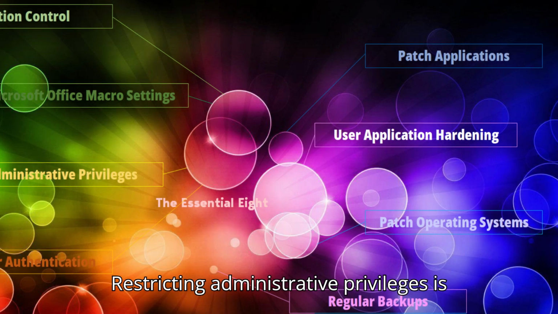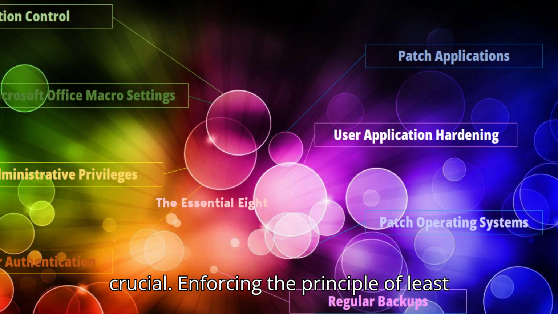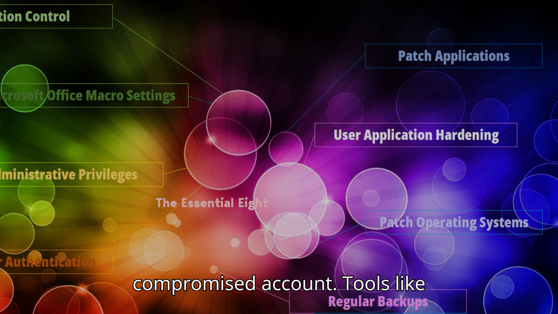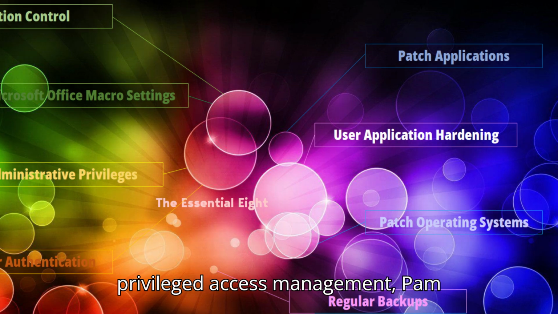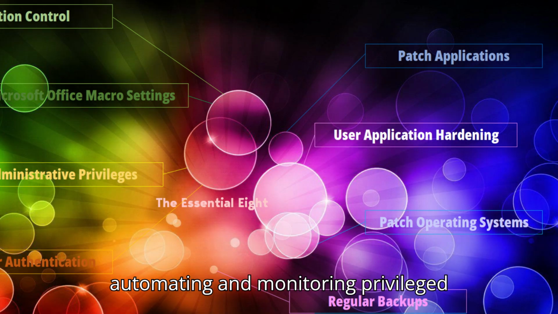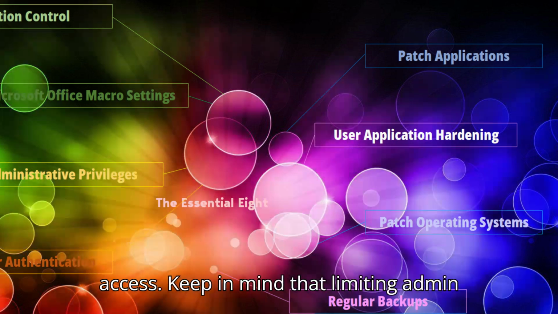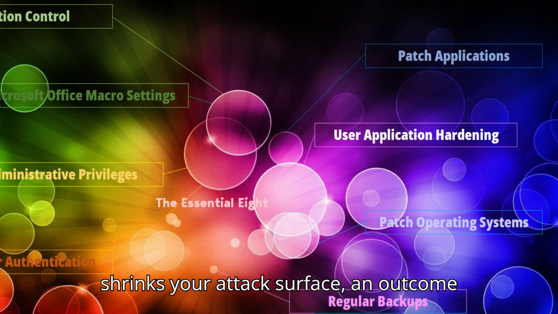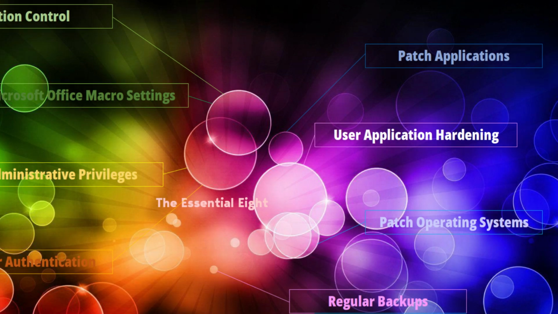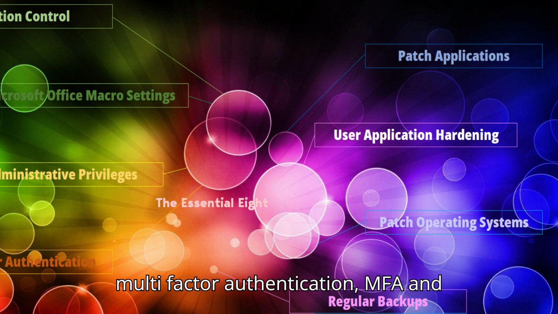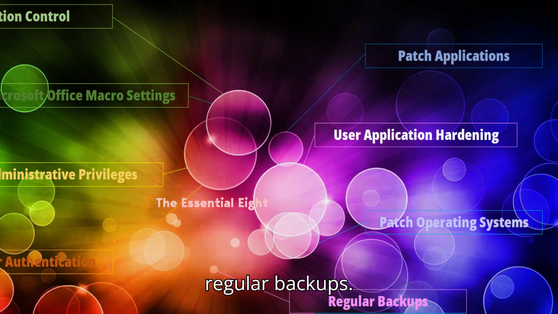Restricting administrative privileges is crucial. Enforcing the principle of least privilege can limit the damage from a compromised account. Tools like Privileged Access Management, PAM, solutions are worth considering in automating and monitoring privileged access. Keep in mind that limiting admin privileges minimizes potential damage and shrinks your attack surface, an outcome we all aim for. Let's wrap up the Essential 8 by adding multi-factor authentication, MFA, and regular backups.